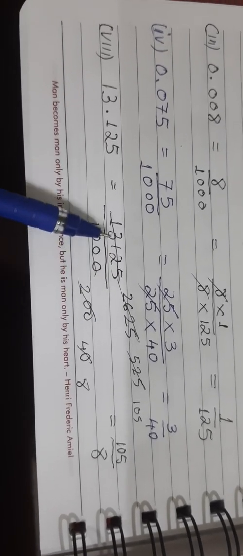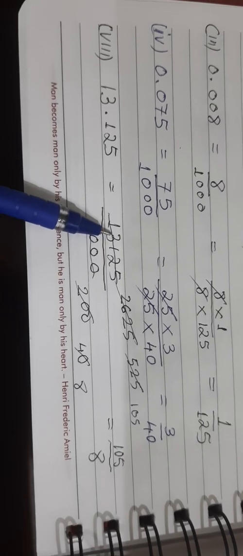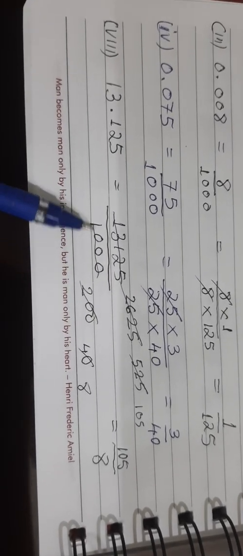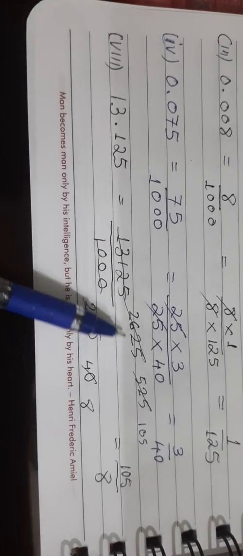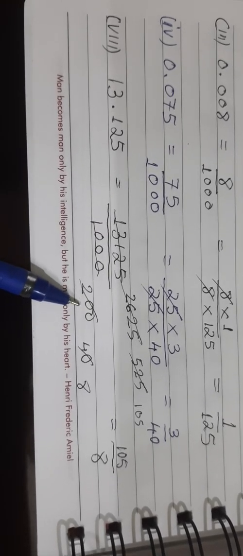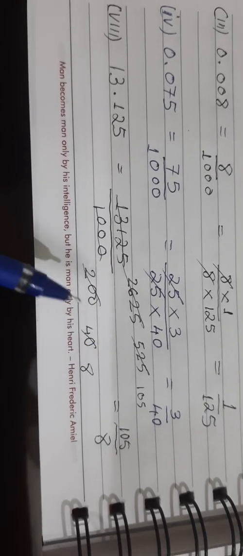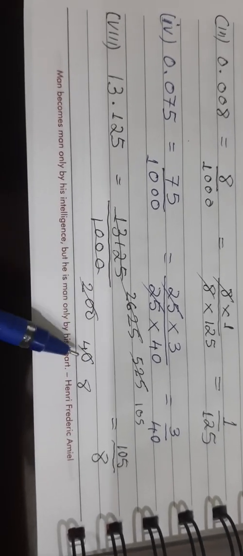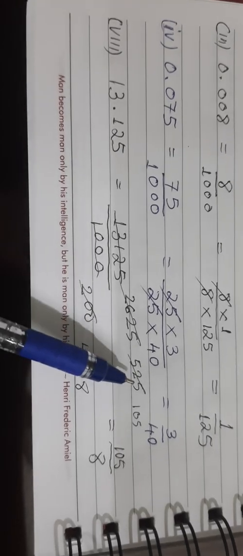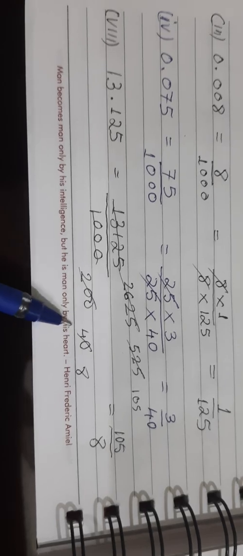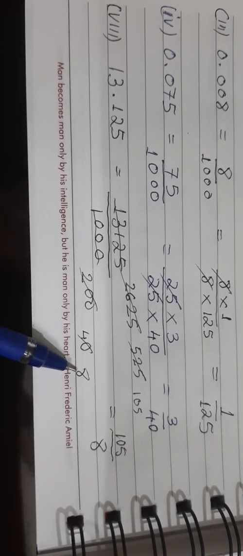With the 5 table, if I divide this, I'll get 2625. With the 5 table, if I divide 1000, I'll get 200. Again for 2625 and 200, when you use the 5 table, you divide 2625 by 5, you will get 525. You divide 200 by 5, you will get 40. 525 again with the 5 table, if you divide, you will get 105. 40 if you divide with the 5 table, you will get 8.